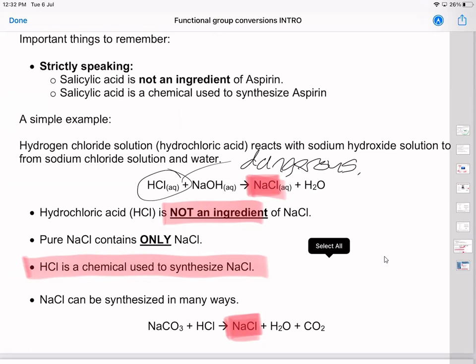So would you agree with me that the HCl is irrelevant? The HCl is dangerous on its own, absolutely, 100%. Concentrated HCl would kill you, but the minute you react it with sodium hydroxide, it becomes NaCl, which is safe. Would you agree with that?